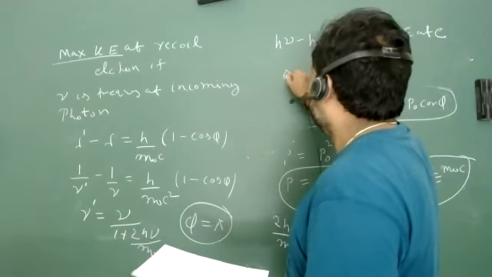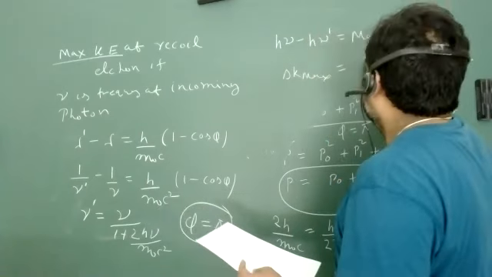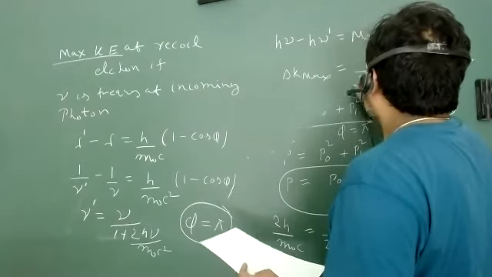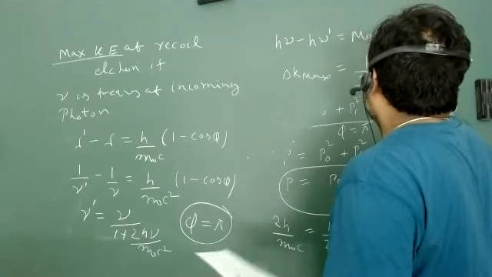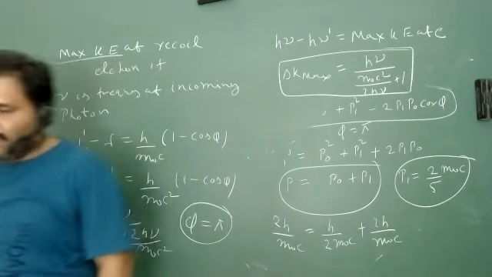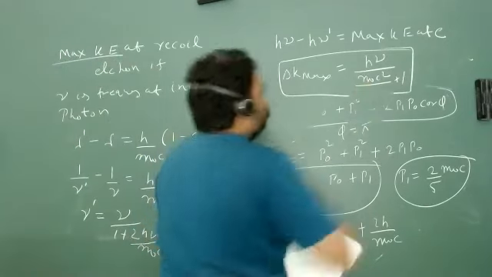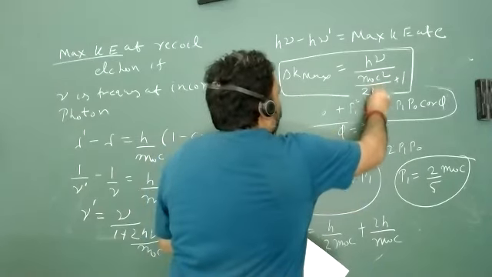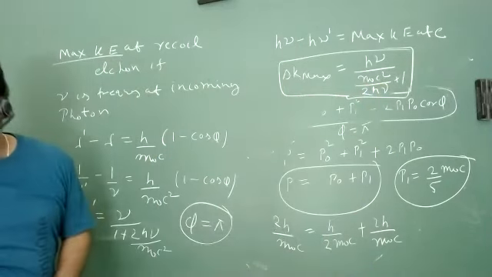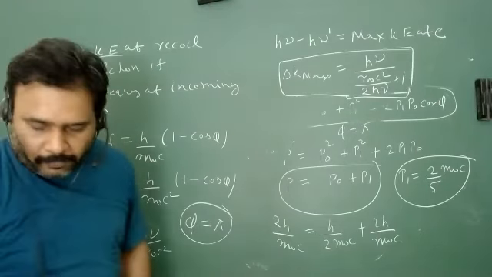So I am directly writing this. So Ke maximum is h nu upon m naught c square upon 2h nu plus 1. You can just do the middle calculation yourself. This is very simple. So this will be 2h nu. Sometimes this formula is also asked in your examination, directly this formula. So this is all about the Compton effect from my side.